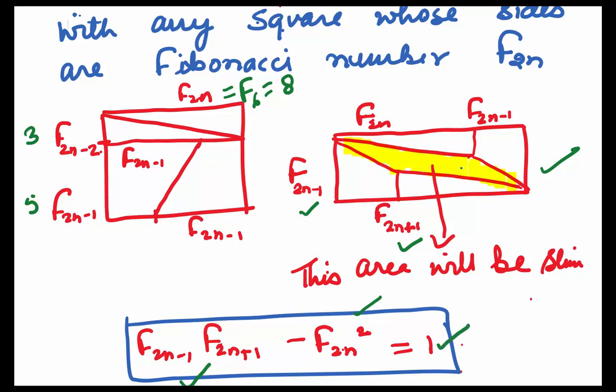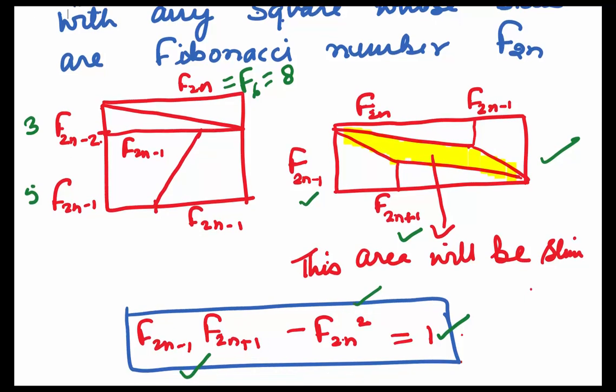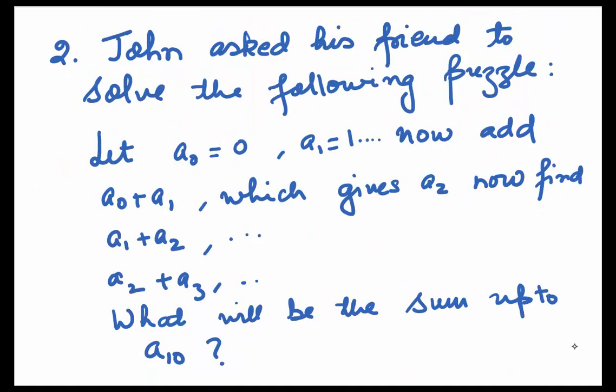So this parallelogram, which we said is very, very slim, has an area of 1 unit, and this explains the discrepancy. Let's do another puzzle. John asked his friend to solve the following puzzle. He says, let a0 be 0 and a1 be 1. You start with these two and now add them. So when you add a0 plus a1, he says you get a2. To a2, you add a1 and you go on like this. What will be the sum up to a10?